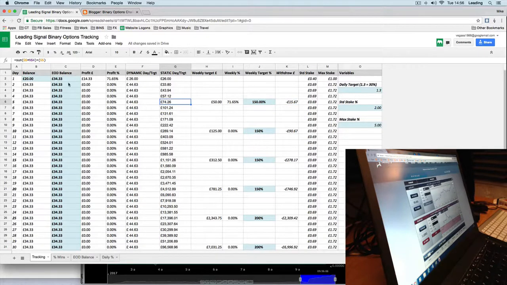So within the first week, if I made 150%, I'd already be taking the initial balance out as a withdrawal. And that's quite important to reward yourself.